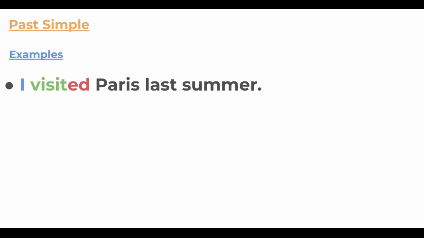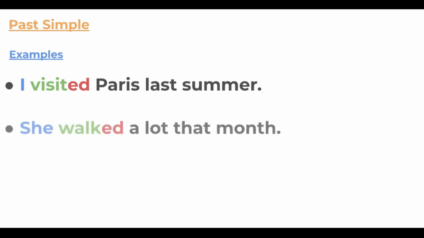Okay, so I think we should look at some examples here. I visited Paris last summer. So we've got that specific time phrase last summer because it would be perfectly okay to say I visited Paris. I would understand what you mean and the context a little bit, but it's really essential for the full clarity, for the full meaning, to have a timestamp. So with the past simple, either at the beginning or the end of the sentence, you can really be specific with when this event happened.